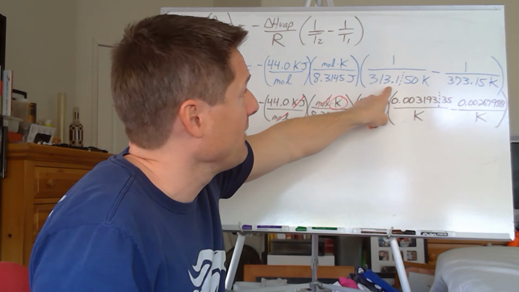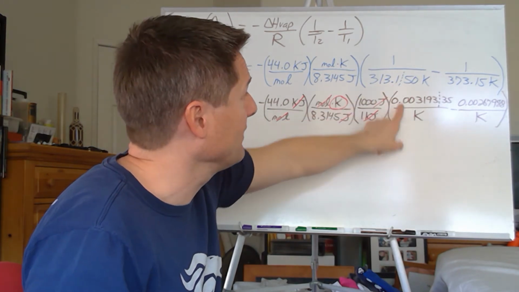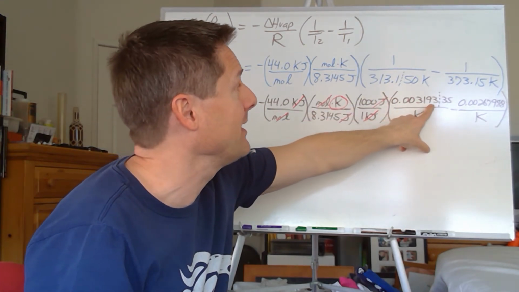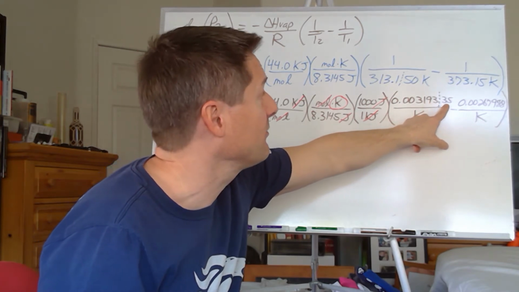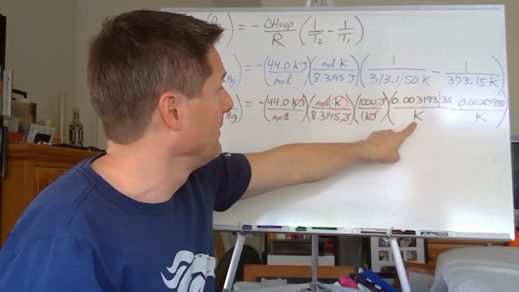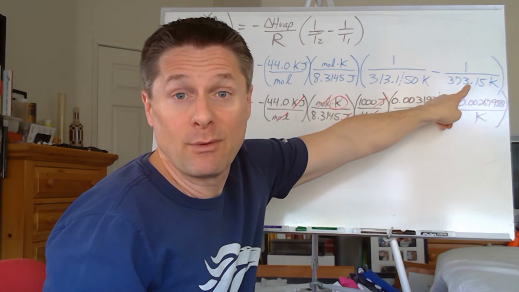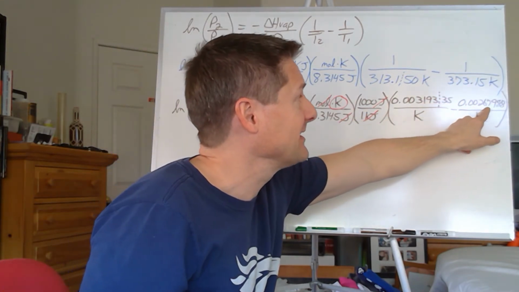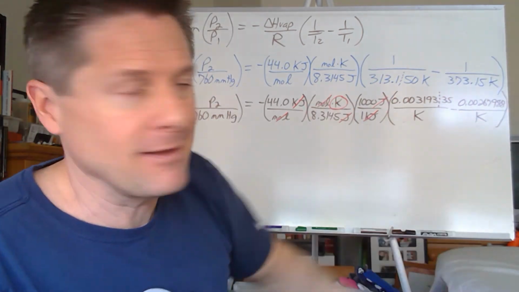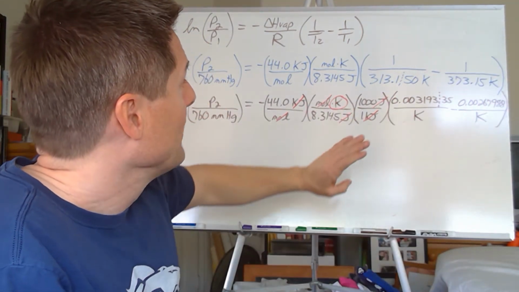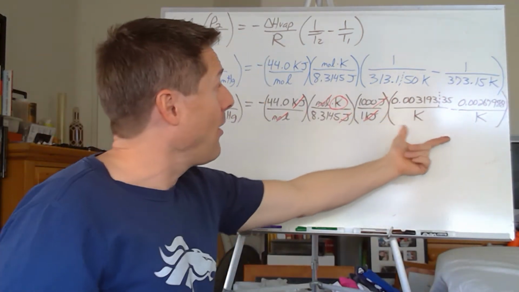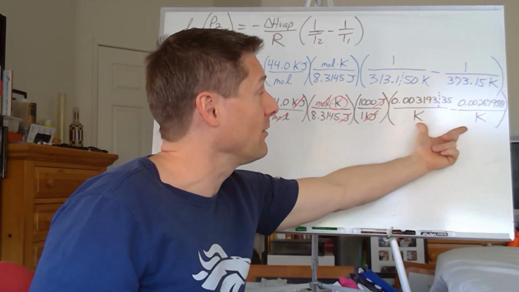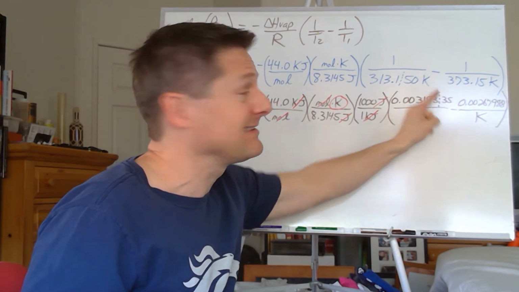Do you see over here? When I do 1 divided by 313.15, good to 4 sig figs, I get 0.003193. There's my 4 sig figs, 35. Inverse Kelvin. And then here, 1 over 373.15, that's exact. So I just wrote as many as I could fit. 0.00267988. My calculator kept going, but it's not going to make that big a difference. Inverse Kelvin.